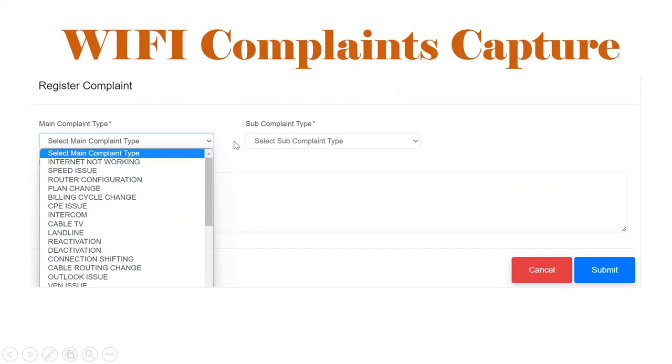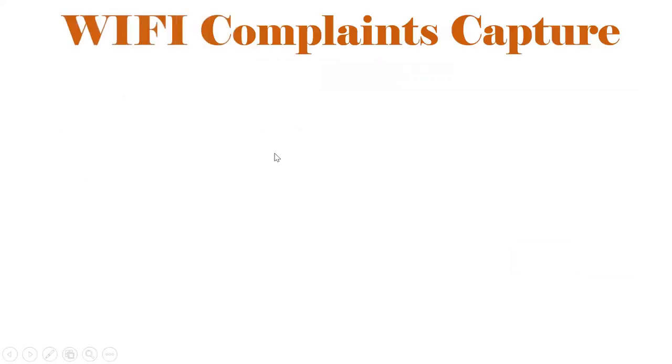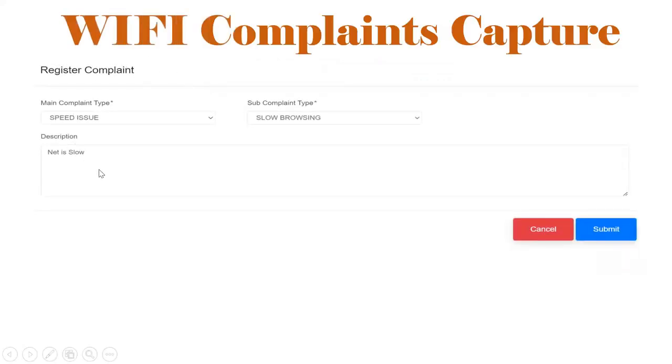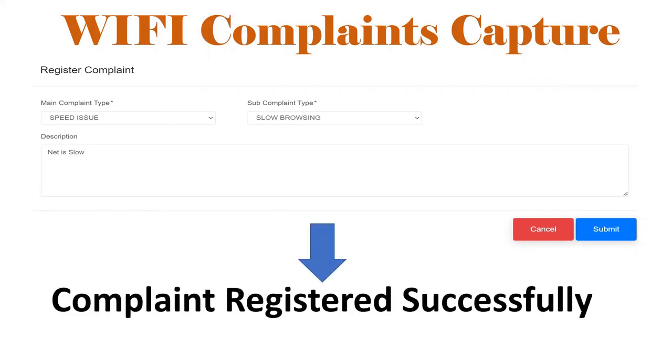When you click on it, we will get a sub complaint type. Suppose I'm facing an issue with the speed of my Wi-Fi. This is the main complaint type, and I'm raising a sub complaint like slow browsing. I'm giving a description, like net is slow. So this is the main complaint type, the sub complaint type, and the description. When you click on submit, what will happen? Complaint registered successfully. This is the first requirement.